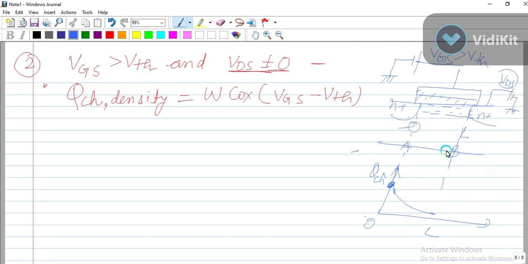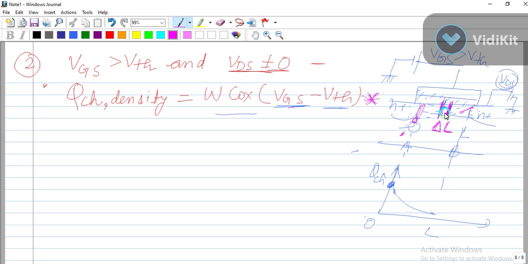So you can see it's not constant. It's not only depending on VGS anymore, it is depending on VDS also. So it is reducing, and this equation is not applicable in this case. If we are talking about this particular small length, the charge concentration won't be equal to this much or to this. So we have to take something else.